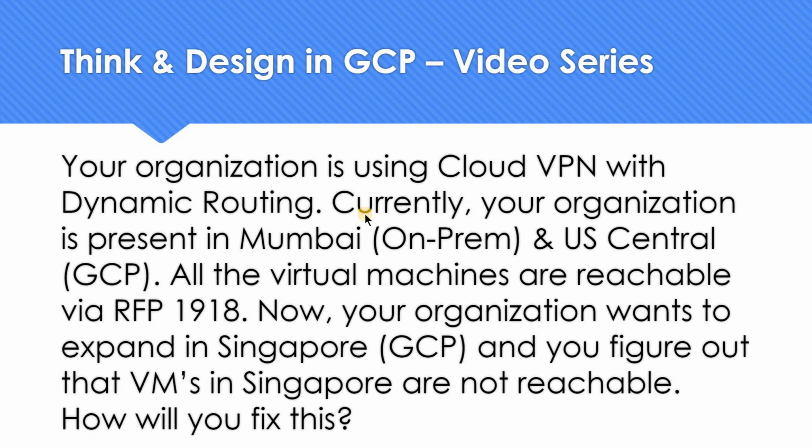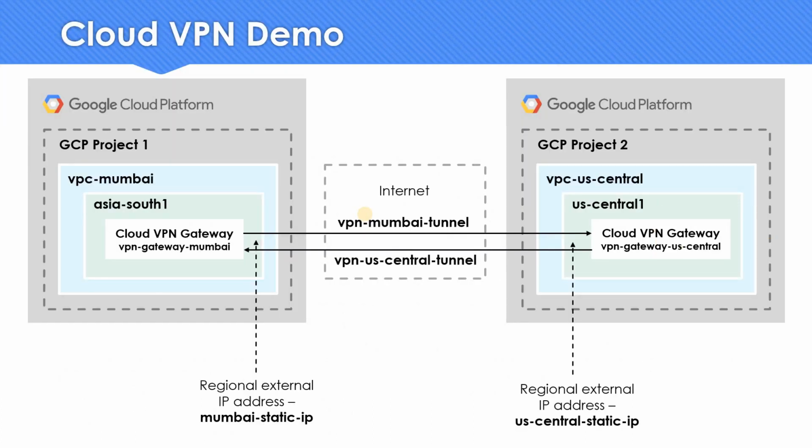Before I jump into the actual stuff, if the question is not clear, I just wanted to make it a bit clearer. I guess we have seen this diagram. Use project 1 as your on-premise Mumbai data center and use project 2 as your US and Singapore. Project 2 may have VPC US Central and VPC Singapore also. Any virtual machine in VPC US Central is able to connect and ping the on-premise Mumbai machines, but any virtual machines in Singapore are not able to connect or ping the machines in Mumbai. That is the problem statement. You need to figure out the solution for it.